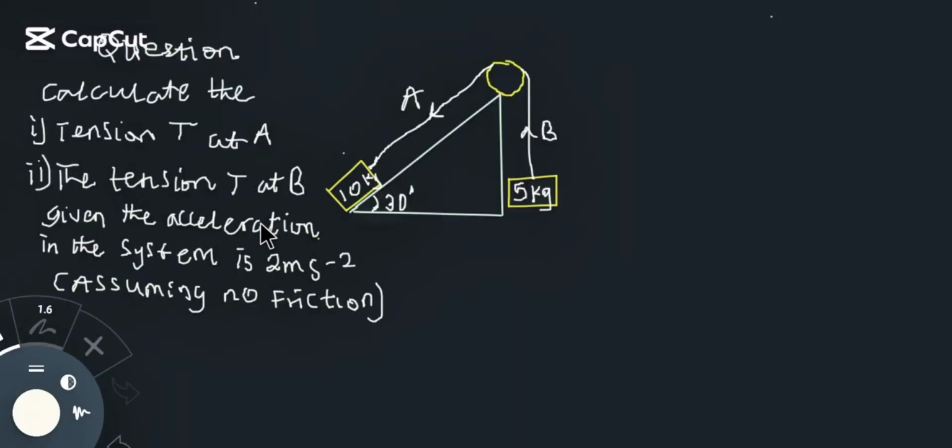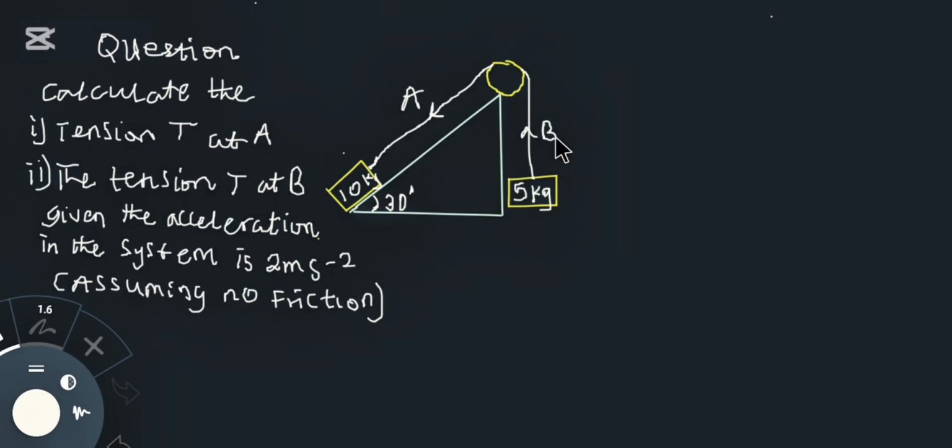So let's take a look at this question. The question says, calculate the tension T at A and the tension T at B, given the acceleration in the system is 2 meters per second squared, assuming there's no friction.